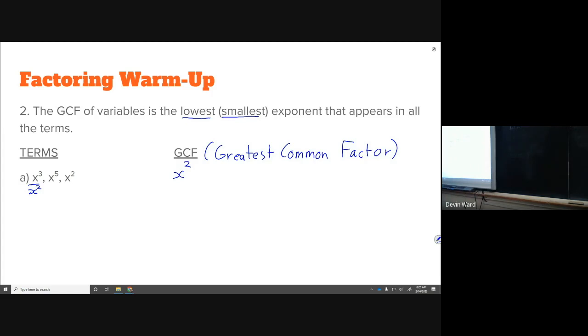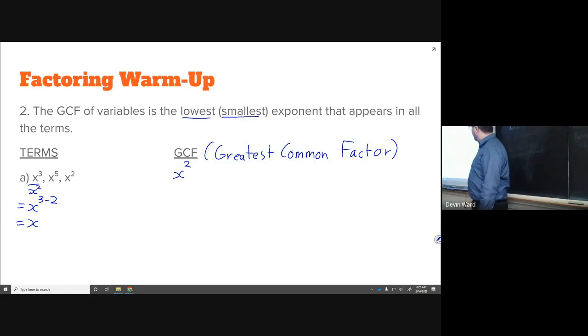because when we divide variables with the same base, what we do is we subtract the exponents. Have you guys seen that yet? No? Okay. So that works out to just x. When you have variables with the same base and different exponents, we subtract the exponents when we divide.